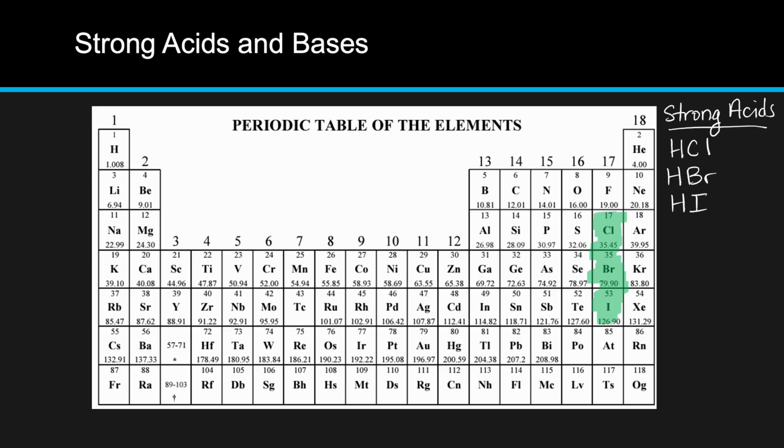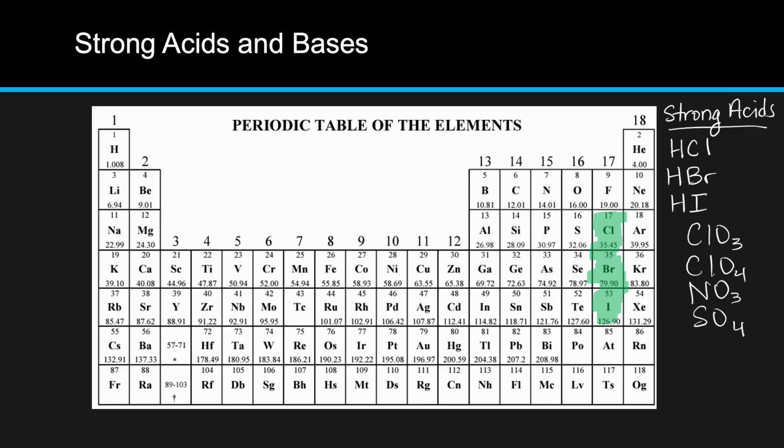The other 4 strong acids are with polyatomic ions, and I've created a little jingle to help us remember, and that is ClO, NO, SO, 3, 4, 3, 4. So ClO, NO, SO, 3, 4, 3, 4, and then you have to add your hydrogens.